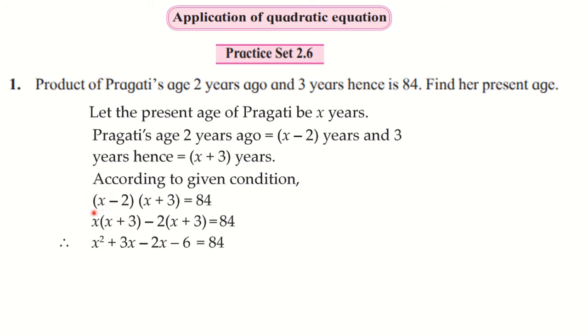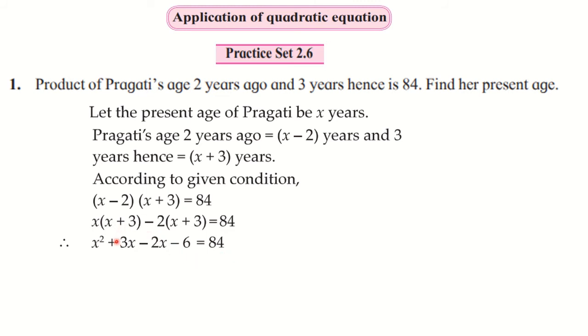See how to open it. The first term from the first bracket and the second bracket is written as it is. Then the second term here, minus 2, and the second bracket is written as it is. It is equal to 84. Okay, you can ignore this step also. Directly also you can go for multiplication like this. See, x into x, x square. x into plus 3, plus 3x. Minus 2 into x, minus 2x. And minus 2 into plus 3, minus 6 is equal to 84.